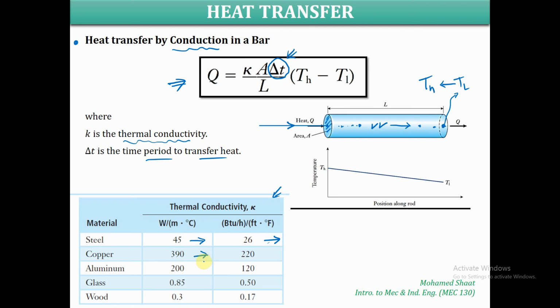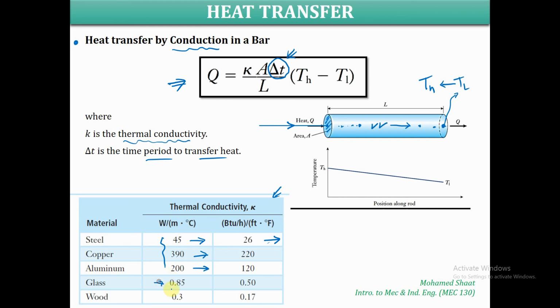Copper is more conductive than steel. Steel can conduct heat, but it is not as efficient in heat conductivity as copper or aluminum. Aluminum has a thermal conductivity of 200. Copper is more conductive than aluminum. It is 390 thermal conductivity, but the steel is 45 only. So these are still good conductors because they are metals.